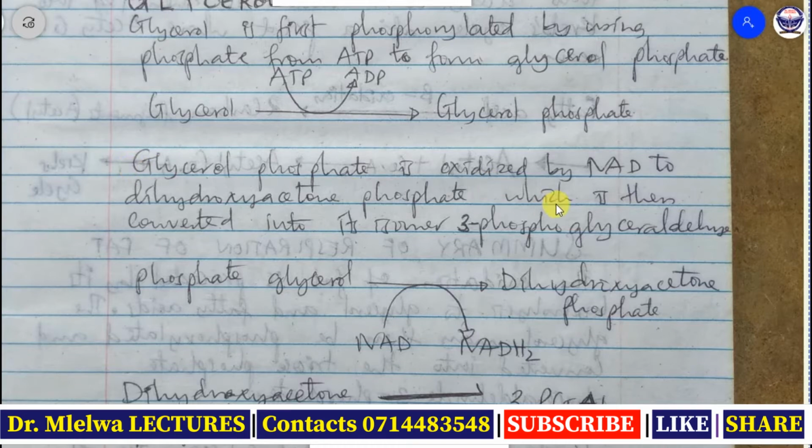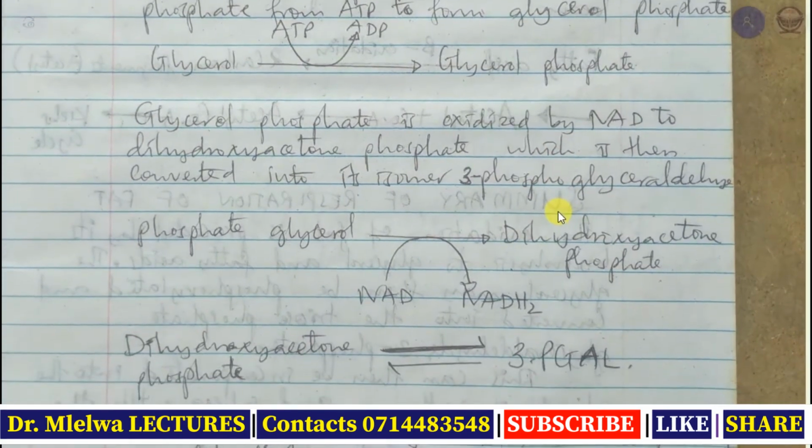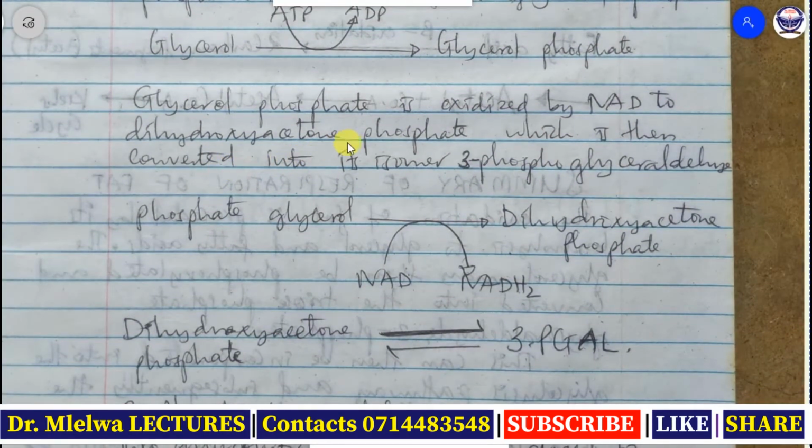Now glycerol phosphate is oxidized by NAD to dihydroxyacetone phosphate, which is then converted into its isomer 3-phosphoglyceraldehyde. If you remember the stages of glycolysis, we said that dihydroxyacetone phosphate and 3-phosphoglyceraldehyde are isomers of each other.